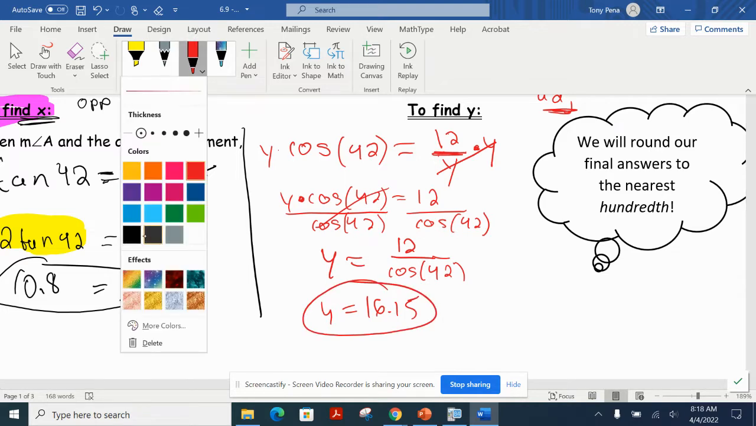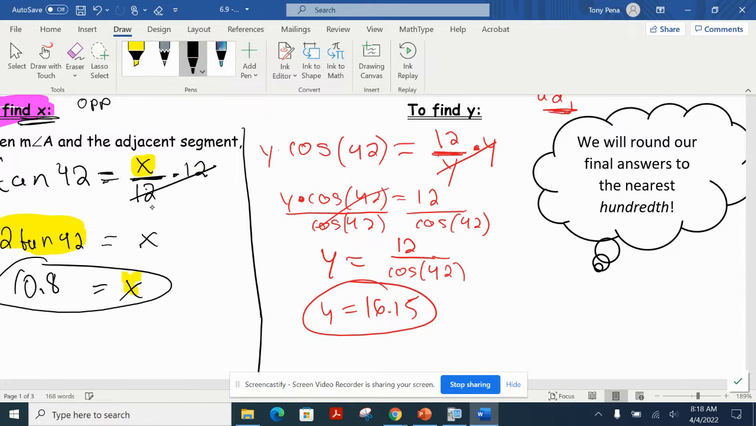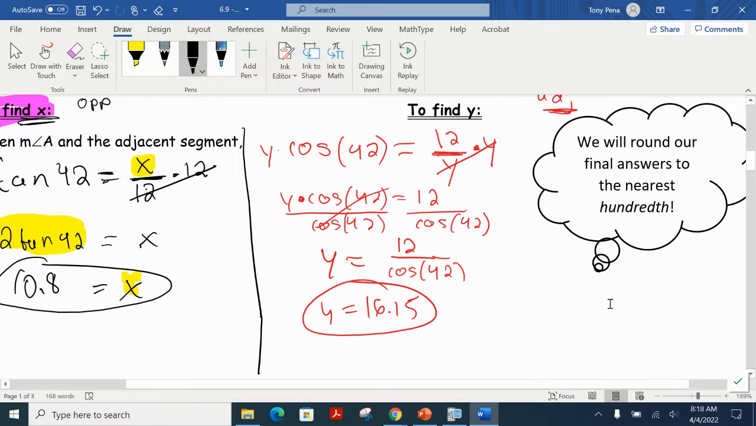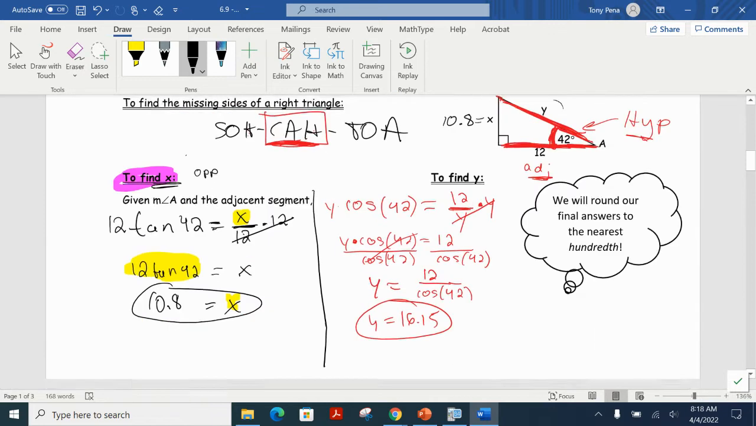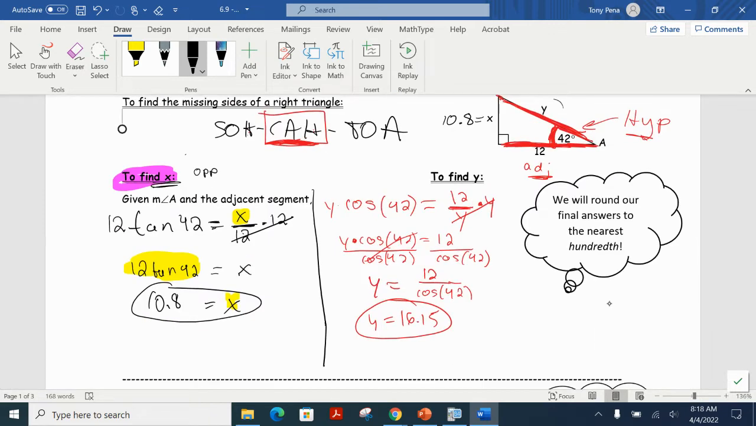All right, and then that is your answer. However, there's going to be a lot of options again. It's up to you how you do this. But what I also want you to understand is, once I knew that this was 10.8, and once I knew that this is 12, couldn't we have used the Pythagorean theorem at that point as well? We wouldn't have had to do the whole SOHCAHTOA stuff.